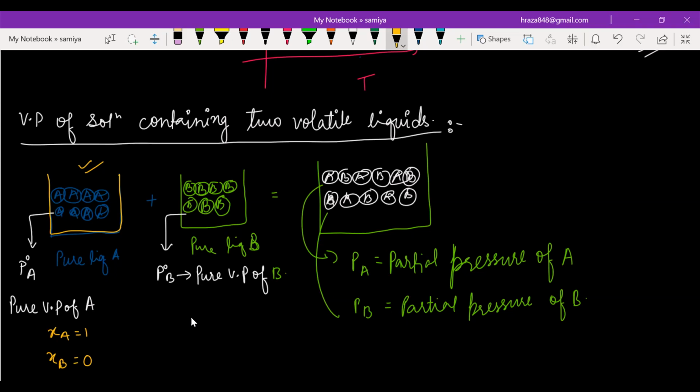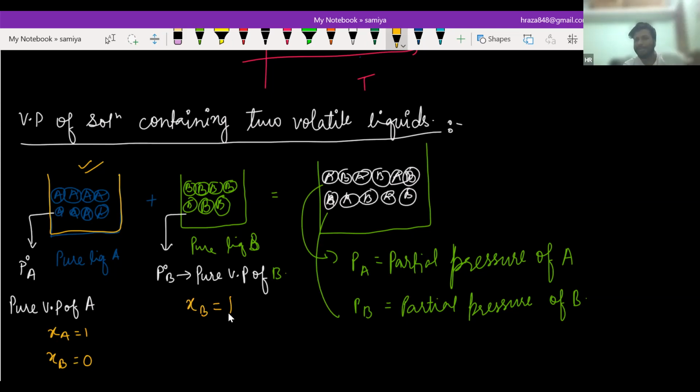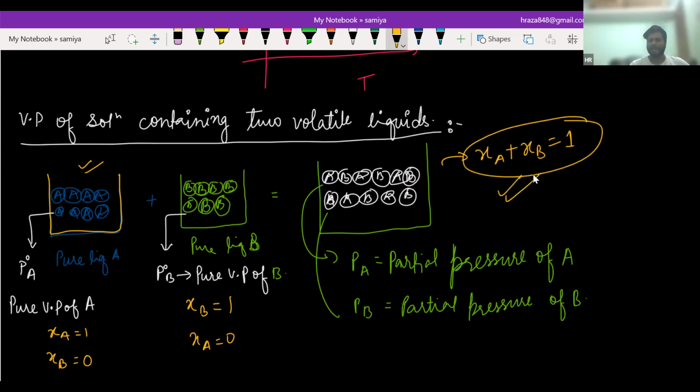In the same way, the mole fraction of B here will be one, because only B is present, and the mole fraction of A will be zero because there is no A in this container. And when we talk about this one, since two components are present, the sum of the mole fractions of A and B will be equal to one. Please write it, and then we are going to start Raoult's law. Before that, we are going to talk about vapor pressure and boiling point. Please write it.